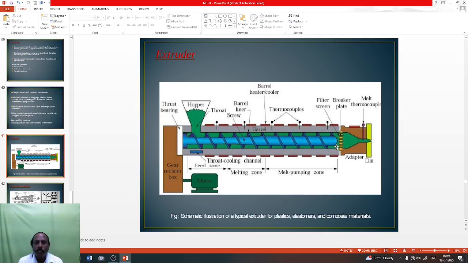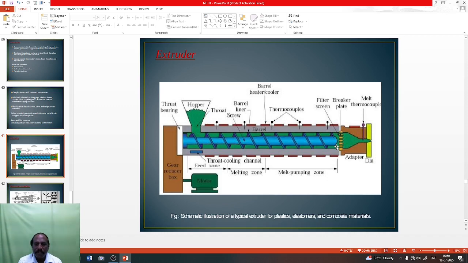And two types of zones are there. One is the melting zone, and the other is the melt pumping zone. In the hopper, the pellets or raw material is poured. Due to that, the feed zone, that is the melting zone, is there, so the material melts. In the first zone, a throat cooling channel is there. In the initial part there is some cooling, and in the second part some heating.